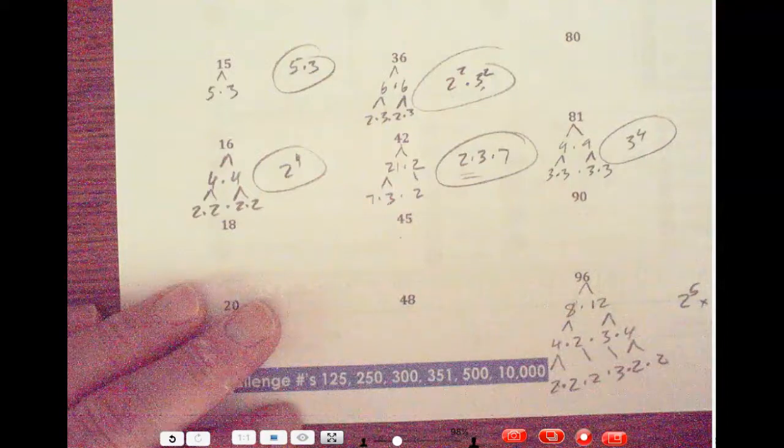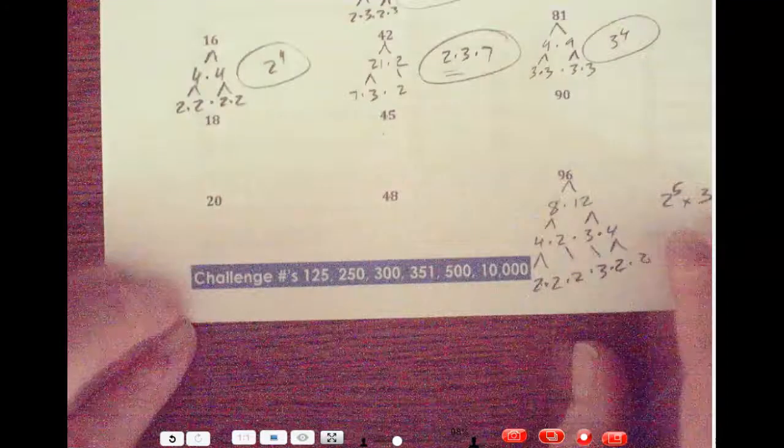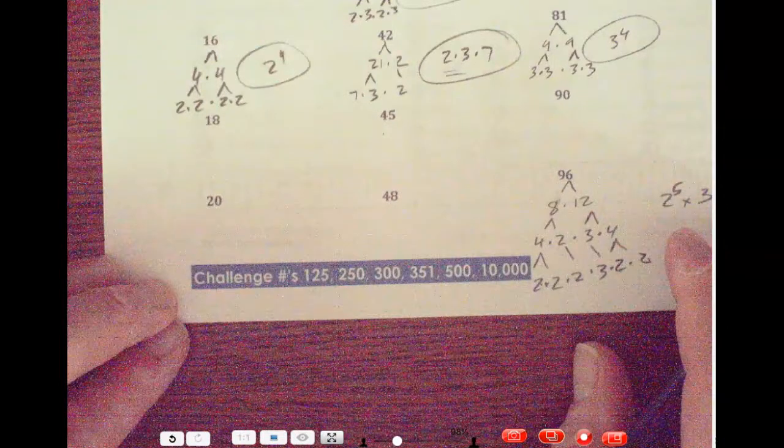All right, those of you who are really good at this, try doing some of these big numbers. They're not as difficult as you think. All right, good luck.